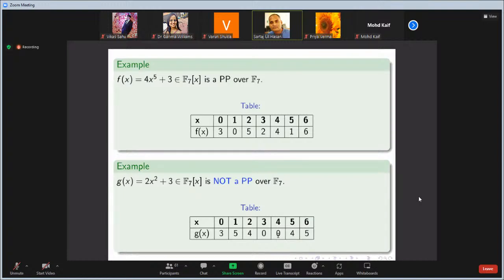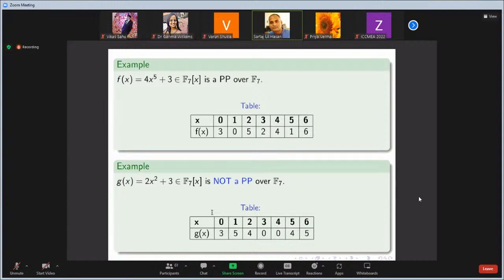A permutation polynomial has to be 1-1 as well as onto. Also, it is not onto, because if you look at 1, it has no pre-image under this map g. So it is neither 1-1 nor onto, and therefore it is not a permutation polynomial. So not every polynomial is a permutation.